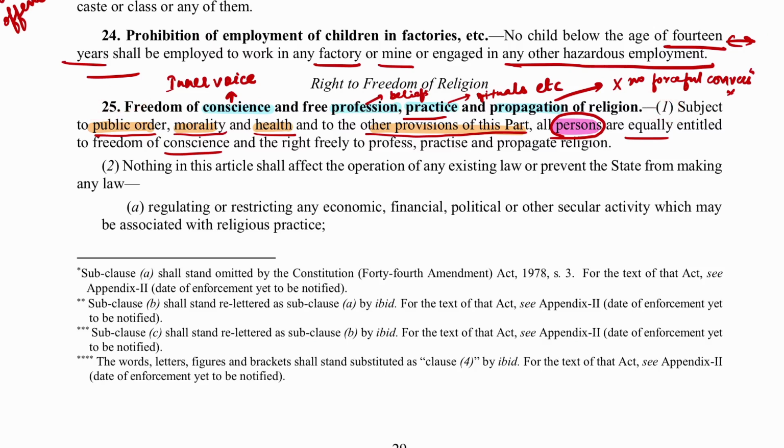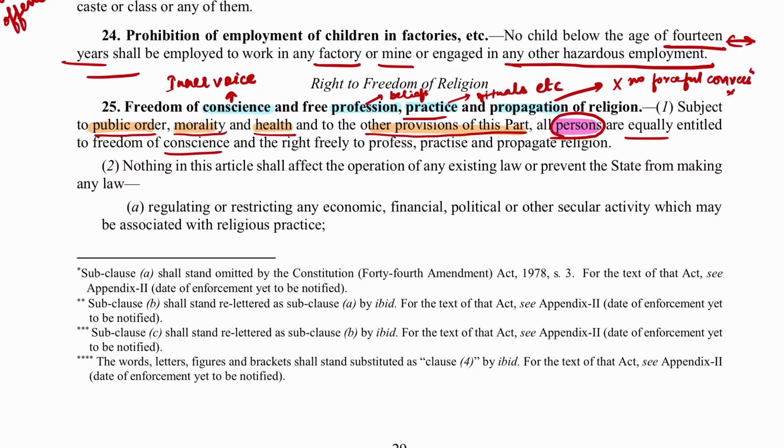Moving on, in the second clause it is telling that nothing in this article shall affect the operation of any existing law, which means if any law is existing or the state is making any law, that is allowed. Now what kind of a law are they talking about? The law can regulate or restrict any economic, financial, political or other secular activity which may be associated with religious practice.